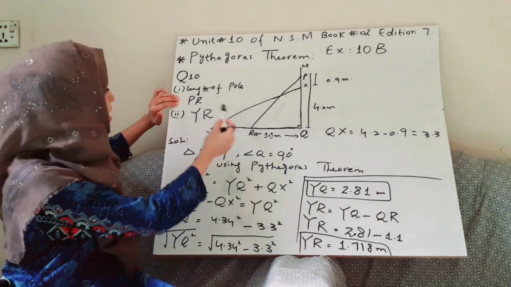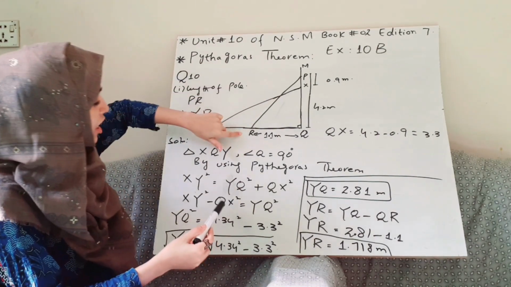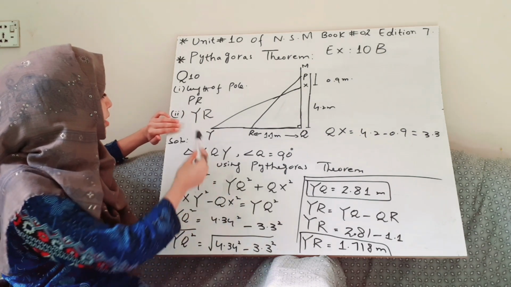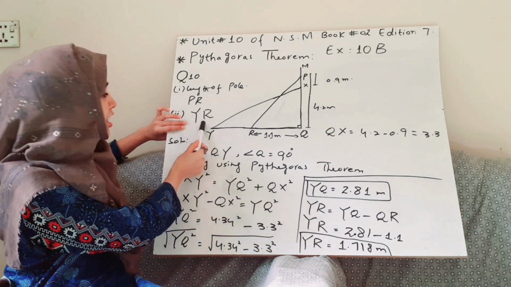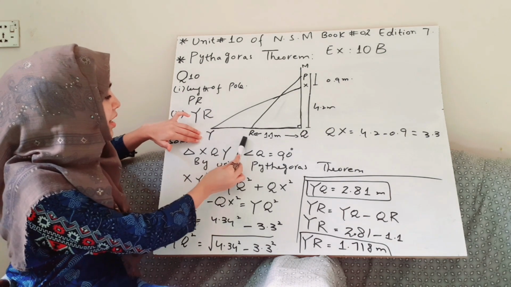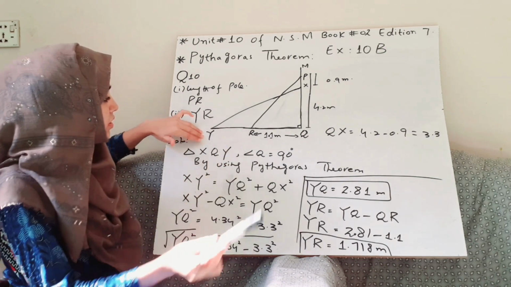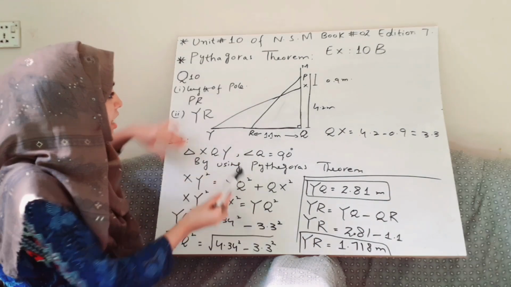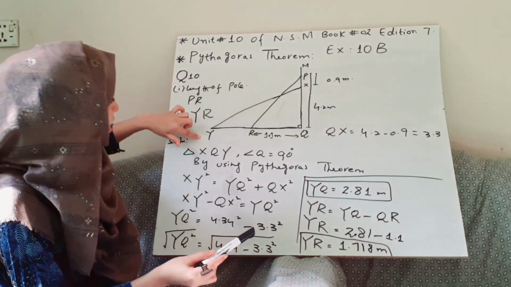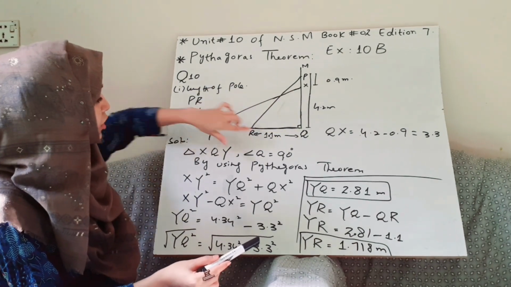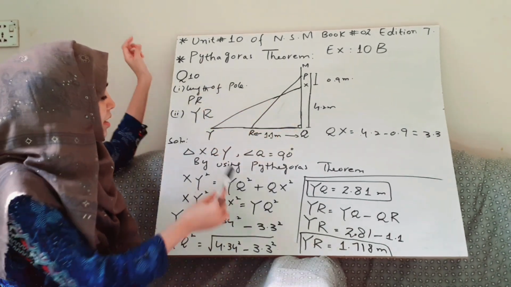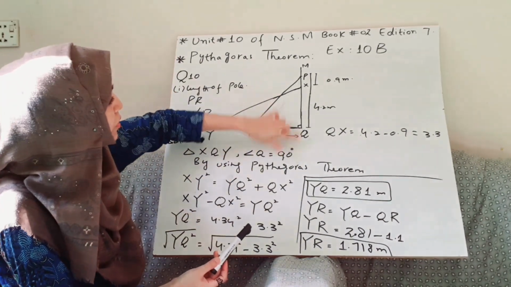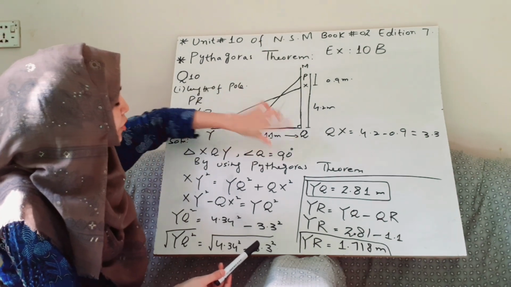In the first part we had to find the length of the pole PR, and we found it to be 4.34 meter. In the second part they asked about the length of YR. We have to find the distance from Y to R. So what do we do for this? We take triangle XQY, where angle Q is 90 degrees, as you can see. We are given the distances PQ, PX, and RQ.